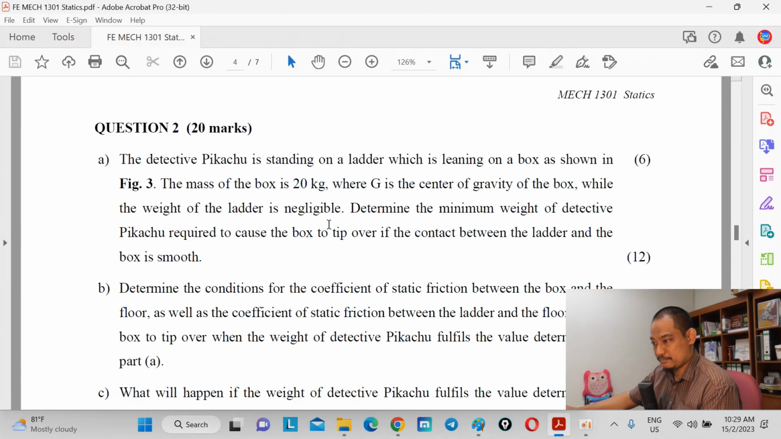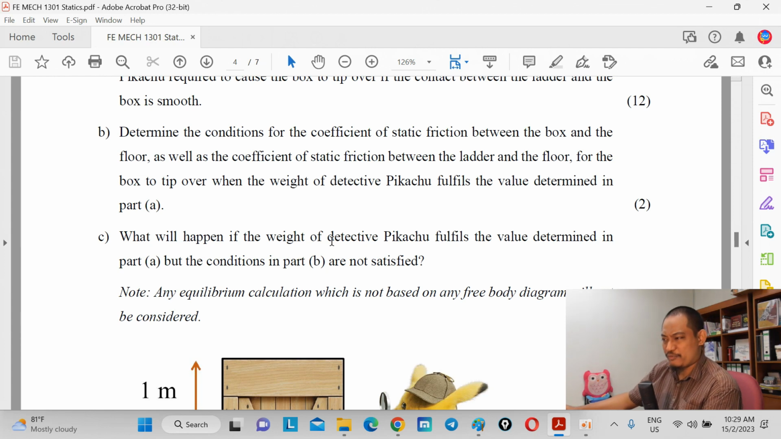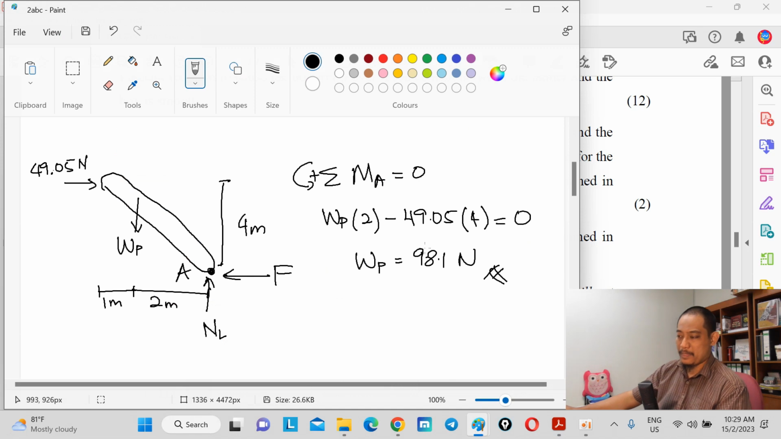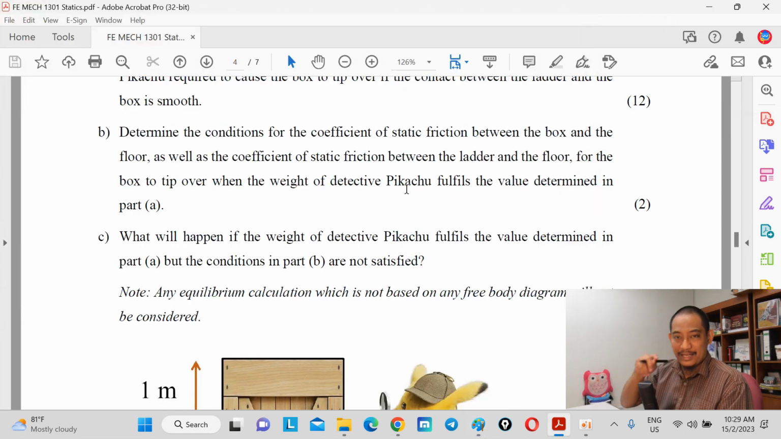Question B. Determine the condition of the coefficient of static friction between the box and the floor, as well as the coefficient of static friction between the ladder and the floor, for the box to tip over when the weight fulfills the value determined in A. Now, WP here is the weight of Pikachu for the box to tip over, so it's actually the weight that causes the impending motion. Now the question asks, if the weight is exactly that at the impending motion, what is the condition for static friction between the box and the floor, as well as the ladder and the floor?